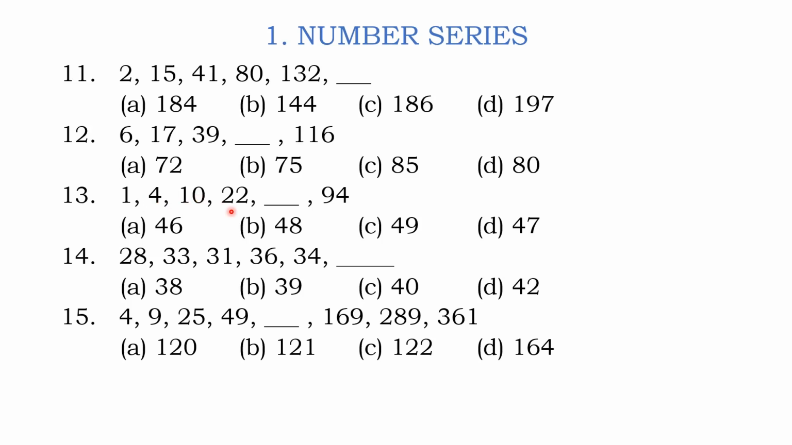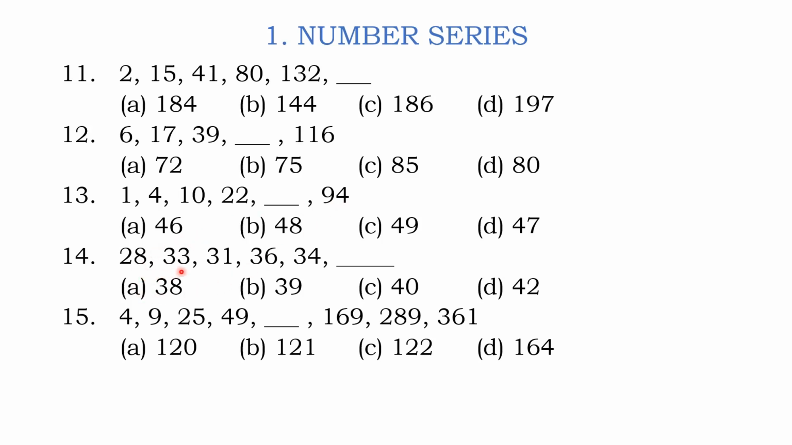So the difference is getting doubled. So the next difference should be 24. So 22 plus 24, it is 46. 46 plus the next difference is 48. So 46 plus 48, it is 94. So answer is 46, A.